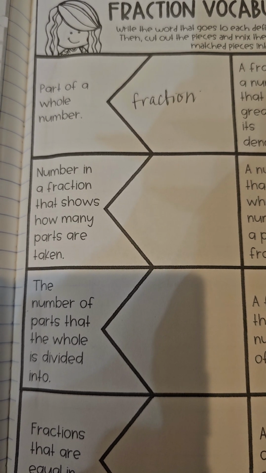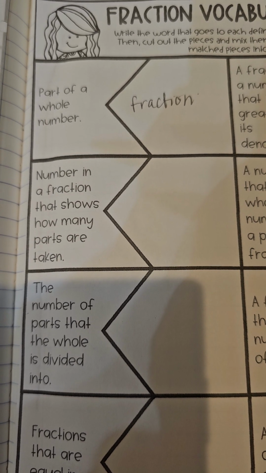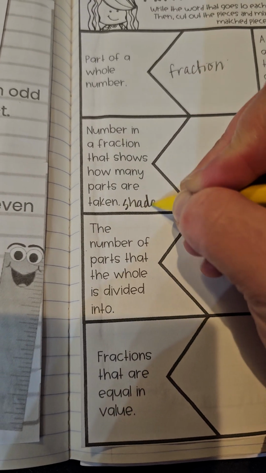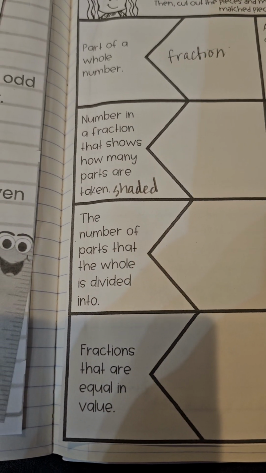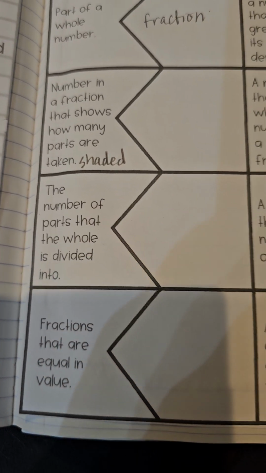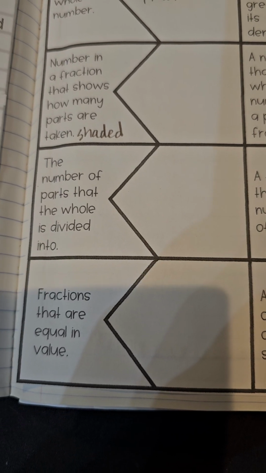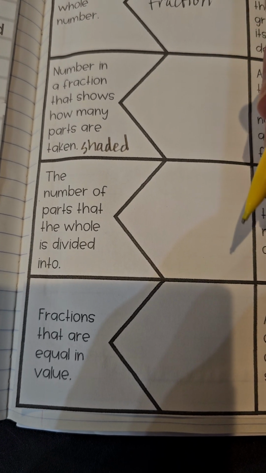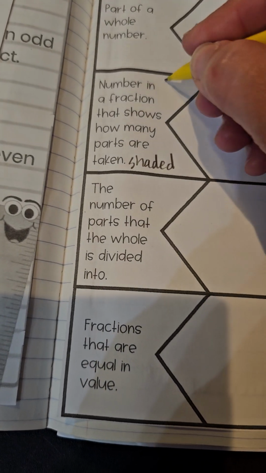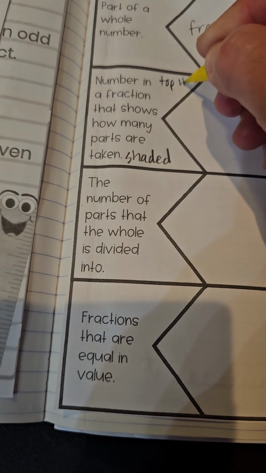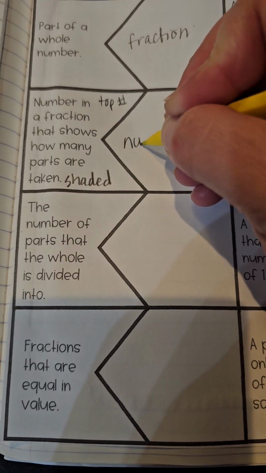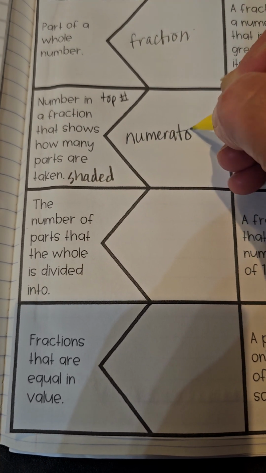Number in a fraction that shows how many parts are taken. You could substitute that word for shaded. It's really whatever they're asking for, but shaded is often the word that they use when they ask, what is the shaded fraction of this shape? So we know that to be the top number. And the top number in a fraction is called the numerator. So make sure you're writing all this down.